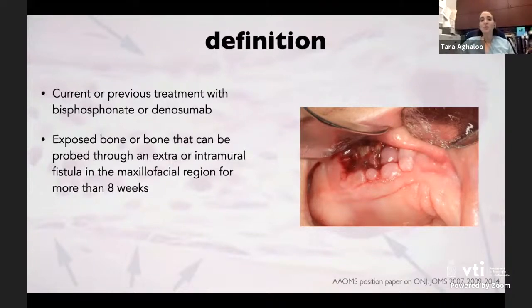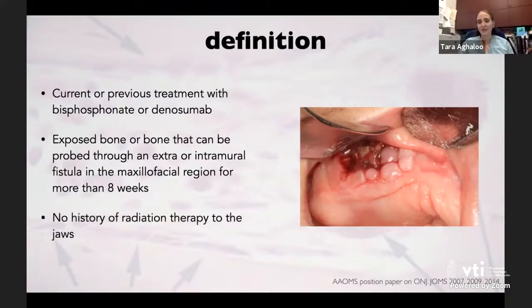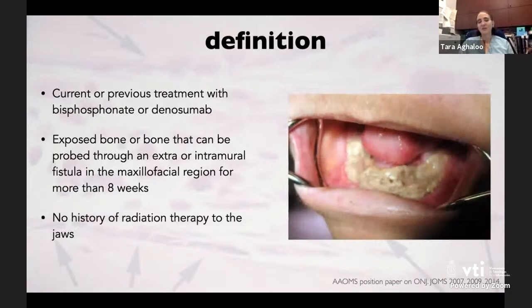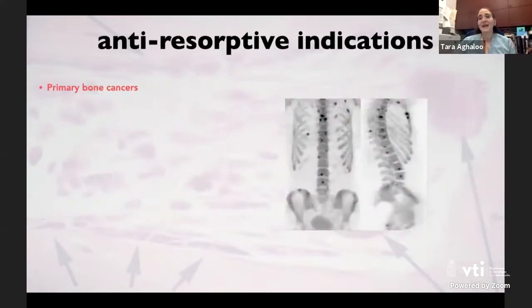This is either exposed bone or bone that can be probed through an intra- or extraoral fistula, present for more than 8 weeks, and with no history of radiation therapy. Now, one thing I will tell you is that I have several patients, probably about 5 or 6, who have had both radiation to the jaws and an anti-resorptive. The question with those patients is: is it ONJ from medications or is it osteoradionecrosis? Usually if I'm not sure between the two, I treat it as if it's ONJ, or medication related.